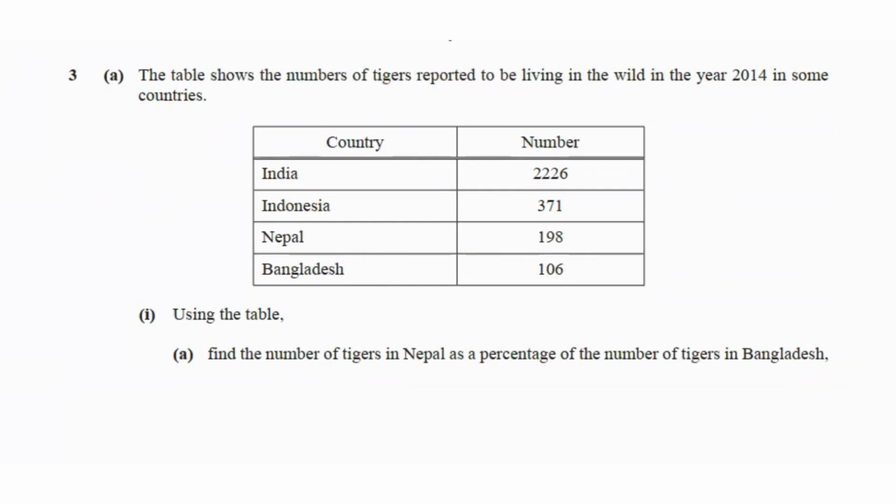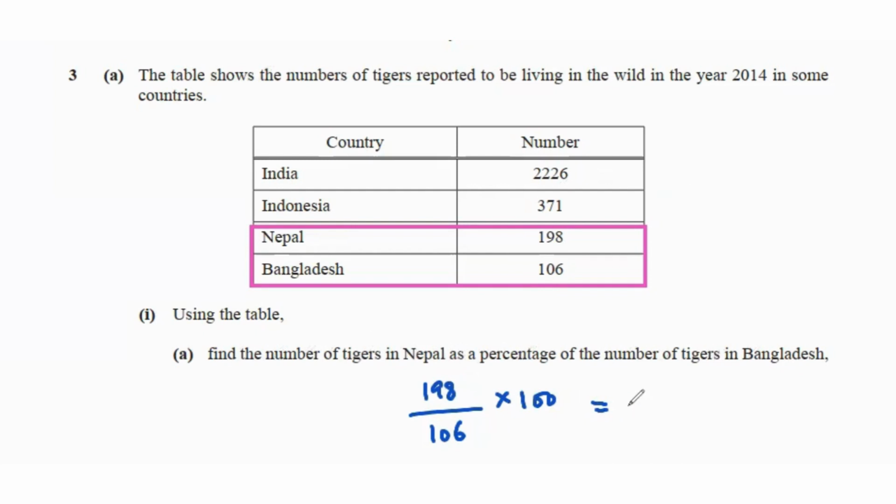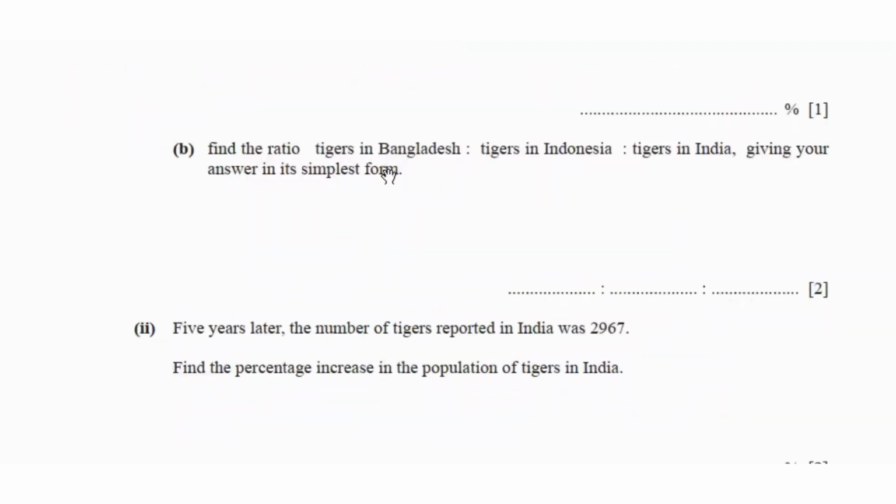So these are the two quantities we're looking at. So we know that Nepal is 198 and Bangladesh is 106. So we'll do 198 over 106 times 100, because it says find the number of tigers in Nepal as a percentage of the number of tigers in Bangladesh. So 198 over 106 times 100 is basically going to equal 186.79%.